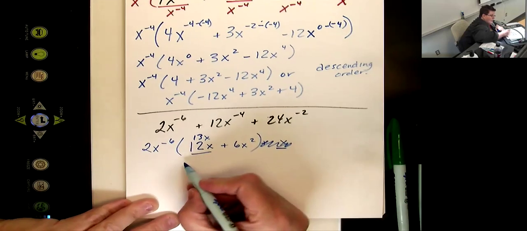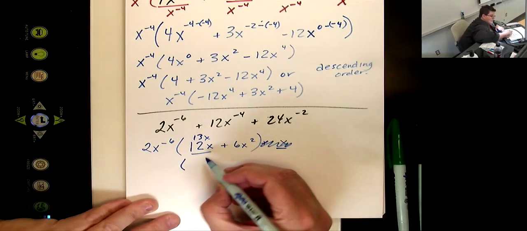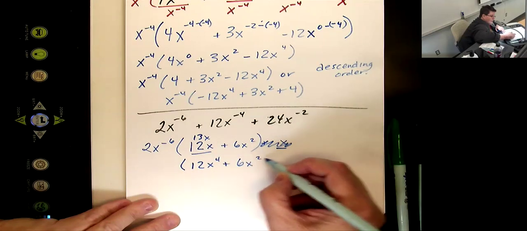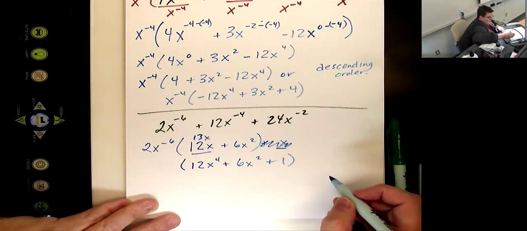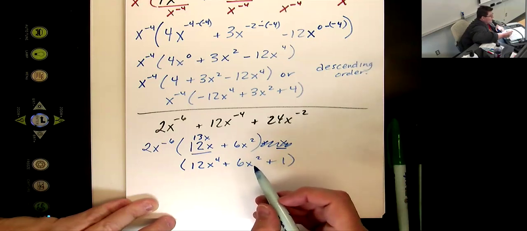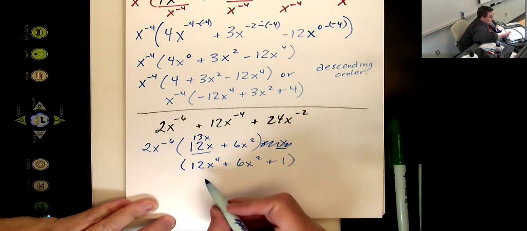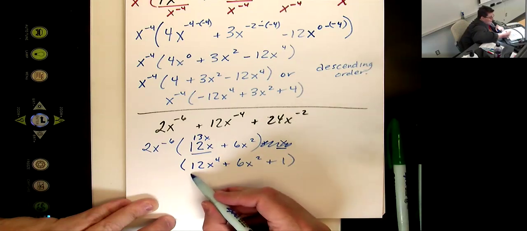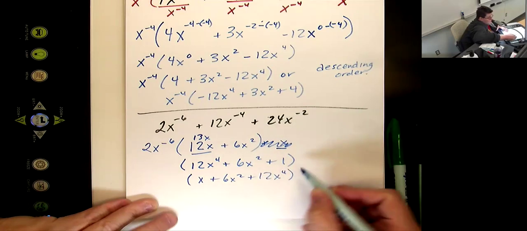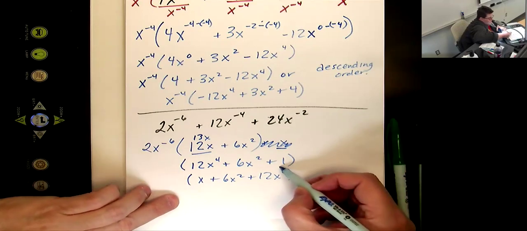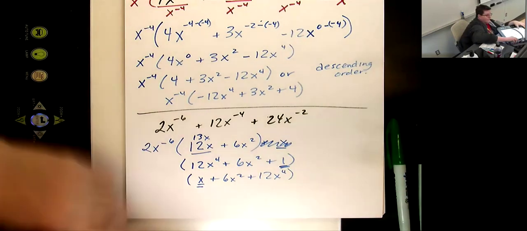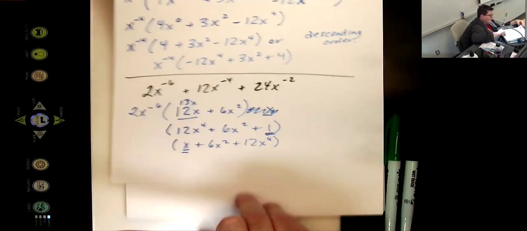I got 2x to the -6 minus 12x to the 4th plus 6x to the 2nd plus 1. Okay. Did anyone else get that? Lauren, what'd you get? Did you finish it? I didn't finish it, I got x plus 6x to the 2nd plus 12x to the 4th. So it's close. The only thing you're different on is the 1 versus the x. I didn't know if it turned into one or if it turned into an x. Let's find out. Let's do it together.